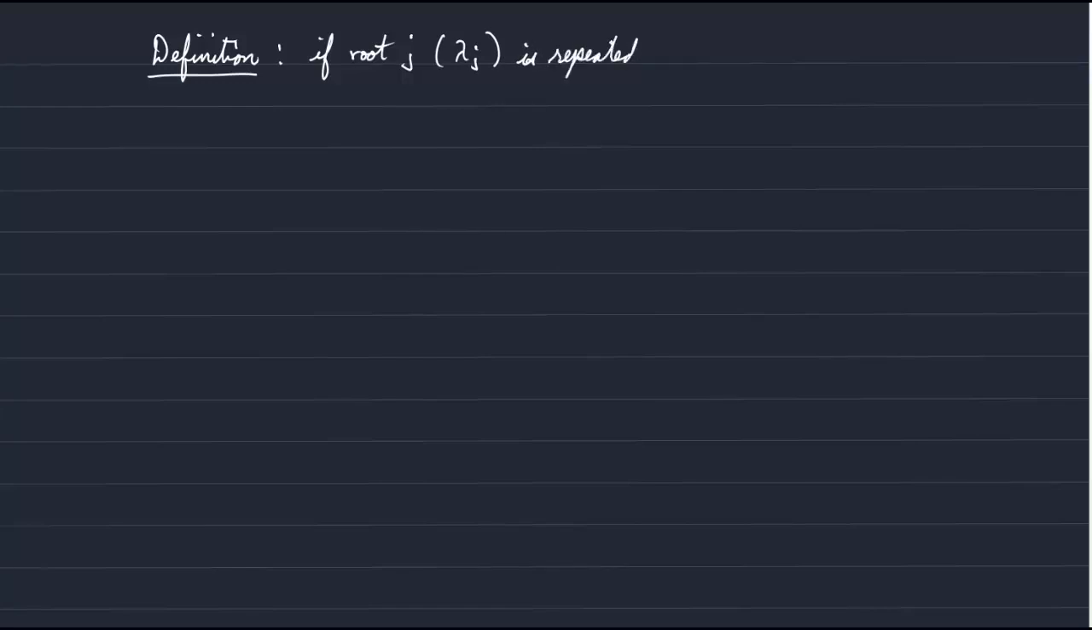So let's go back and talk about what to do for the more general case. First, let's give you a definition here. If root number j, that is lambda j, is found to be a repeated root, and it's repeated k times. In our quadratic equation, we had a repeated root that was repeated 2 times. If we were to have a cubic equation, we might find a root that's repeated 3 times. But in general, if we find a root that has k redundant values, we say this is a root of order k.